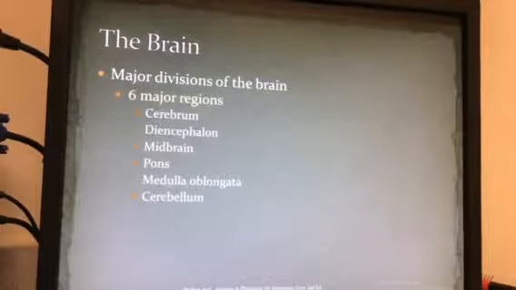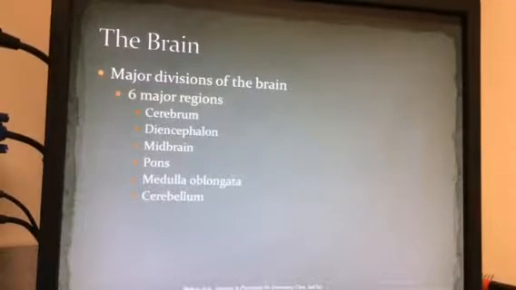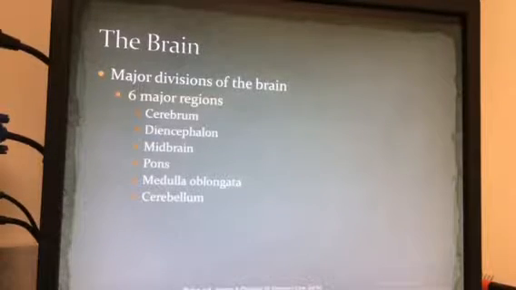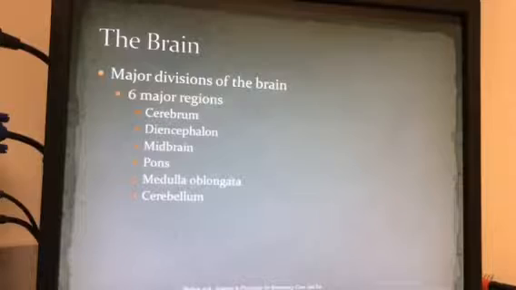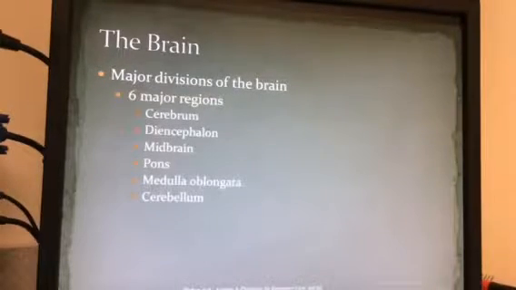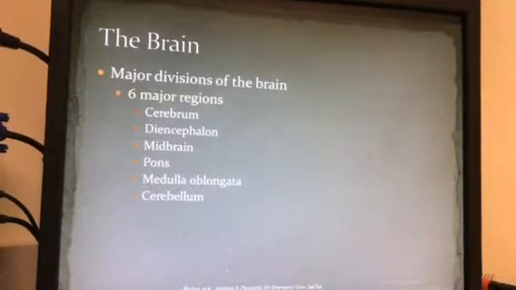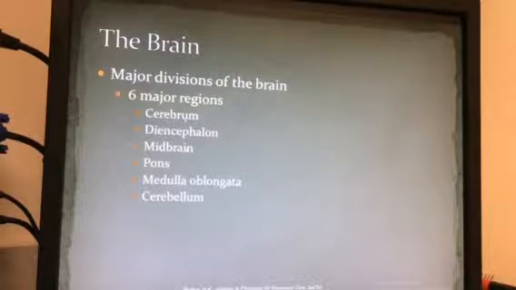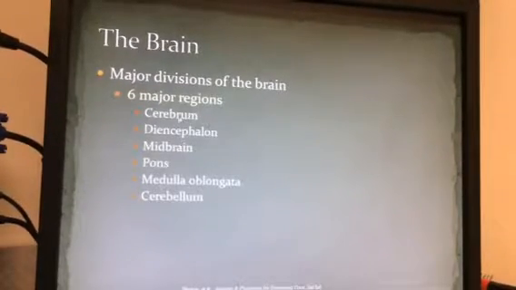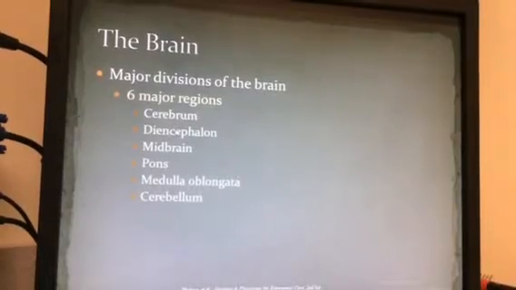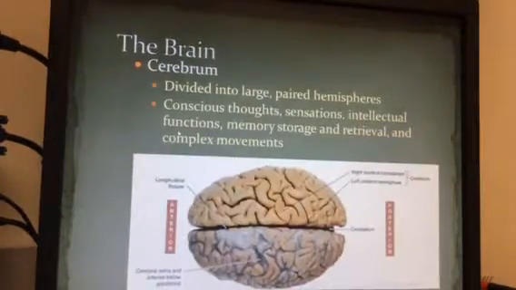So there's basically six major regions that I want you to know: the cerebrum, diencephalon, the midbrain, pons, medulla oblongata, and the cerebellum. It is important that you know what each of these does and its function. The main ones I'm looking at are the cerebrum, midbrain, pons, medulla oblongata, and cerebellum. The diencephalon we'll get into, but that's not going to be as critical for you in this class.